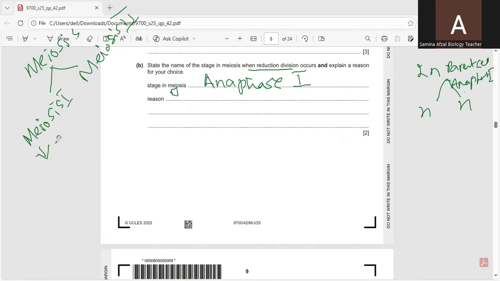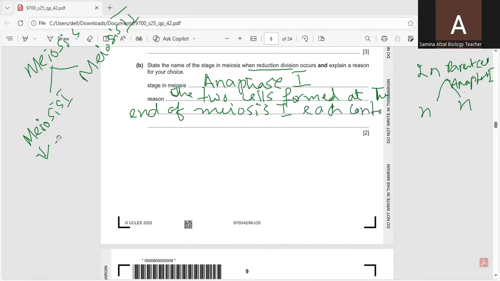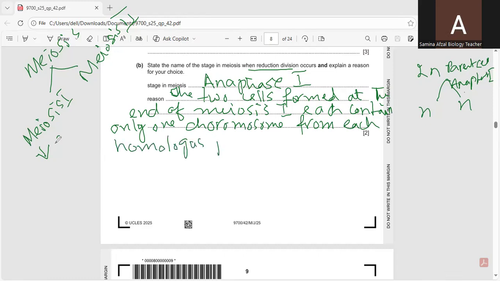The reason is that the two cells formed at the end of meiosis 1 each contain only one chromosome from each homologous pair.